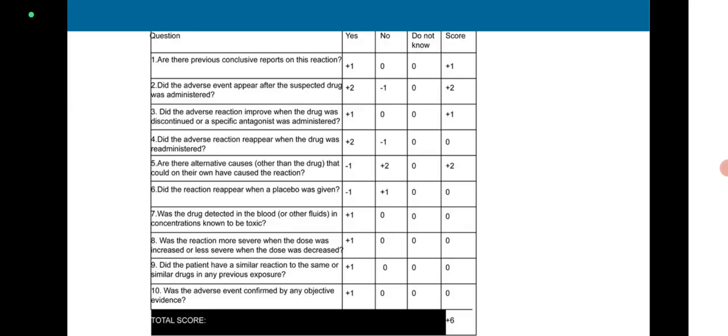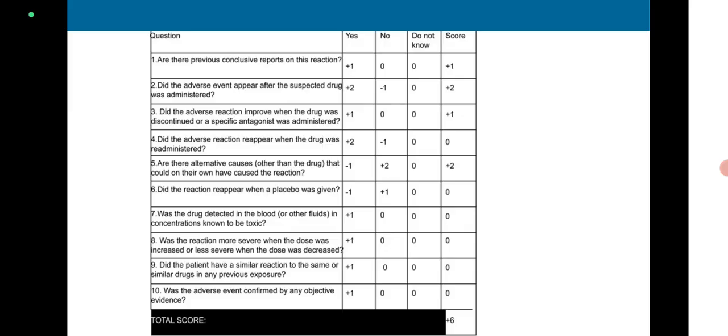Second question: did the adverse event appear after the suspected drug was administered? If the answer is yes, we give 2 marks. If the answer is no, we give -1 mark, and if we don't know the answer, we put 0. We don't give any marks.